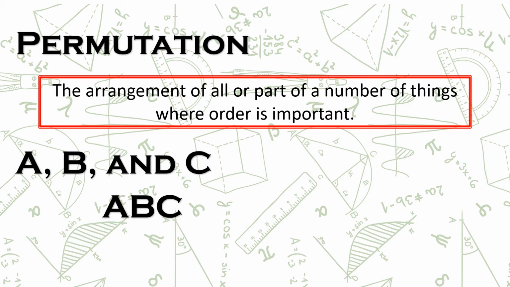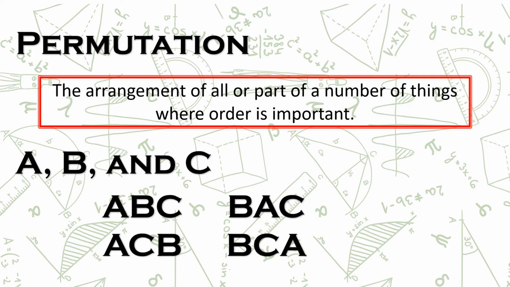ABC is one of the arrangements, and ACB is another. Also, BAC is an arrangement different from the first two. A, B, and C can also be arranged in BCA, CAB, and CBA, making it a total of 6 possible arrangements of letters A, B, and C.